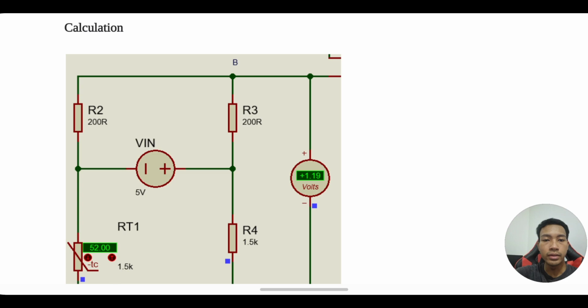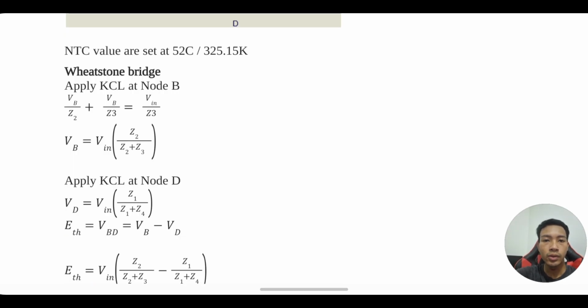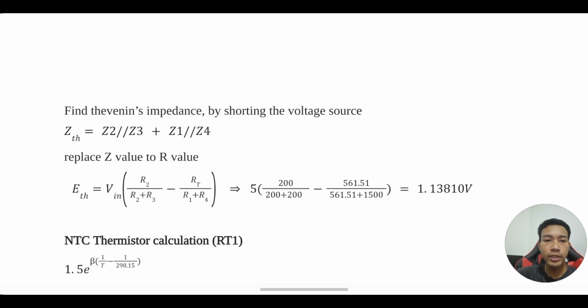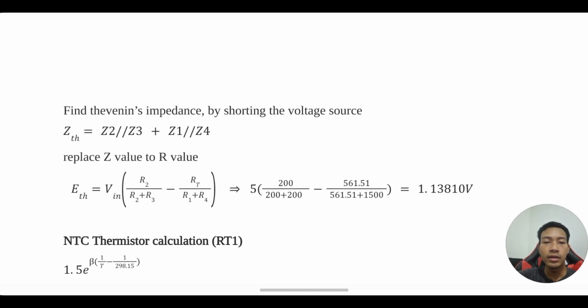Now I will explain the calculation in detail. Firstly, for the Wheatstone bridge calculation, we have Vin 5 volt, R2, R3, R4 and RT1. To calculate the Wheatstone bridge, we need to apply KCL at node B and node D. After that, we need to find the Thevenin impedance by shorting the voltage. So we get ZTH equals Z2 parallel with Z3 plus Z1 parallel with Z4. Then we replace the Z values with R values and we get the ETH formula: Vin times R2 over R2 plus R3, minus RT over R1 plus R4.